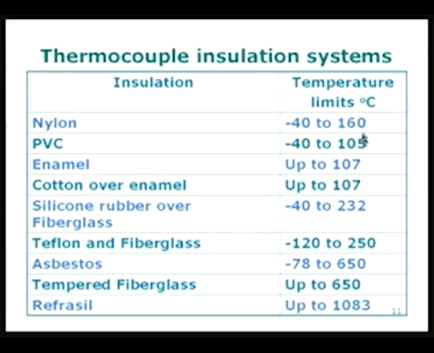You see that as you go down here, the temperature range is increasing. I am going to materials which are useful for higher and higher temperatures. Teflon and fiberglass, -120 to 250. Asbestos, we can go up to 650. Tempered fiberglass, I can go up to 650. And Refrasil is a trade name for a manufactured material, which may contain silica and other materials in it. This can go up to about 1000 degrees or more.